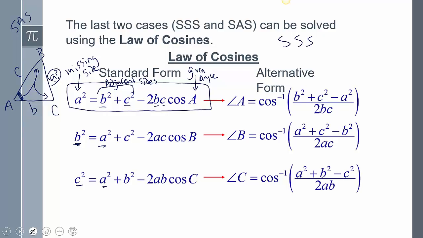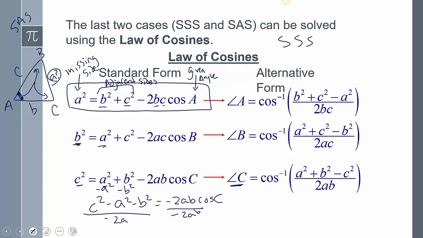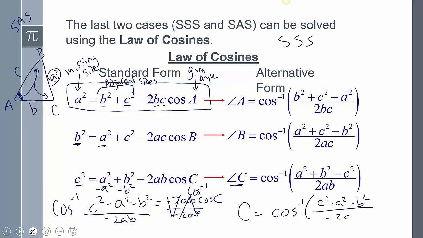So for example, I can solve for C here. I can subtract A squared, subtract B squared. So I get C squared minus A squared minus B squared, and that equals minus 2AB cosine C. Then I can divide by negative 2AB. So that all cancels out. And then you could take cosine inverse of both sides. And so you get C equals cosine inverse of C squared minus A squared minus B squared all over negative 2AB. That you can just enter into your calculator.